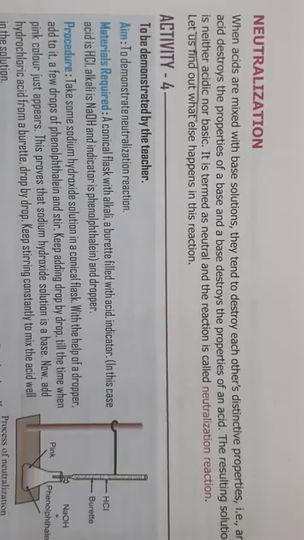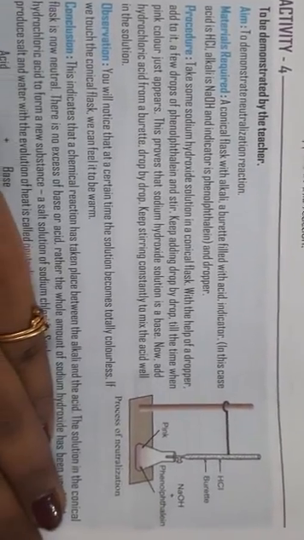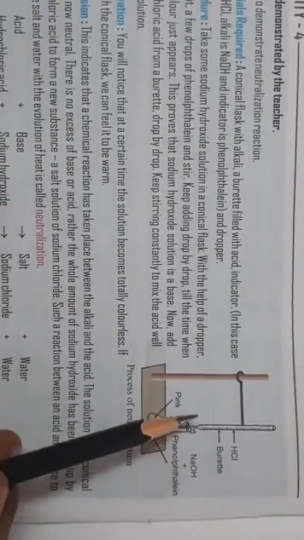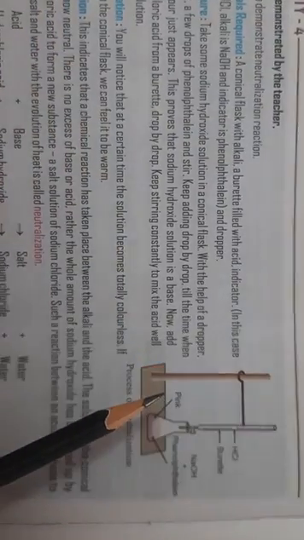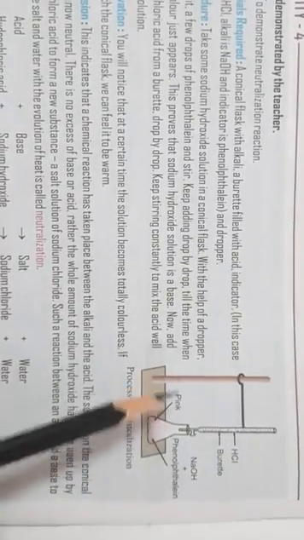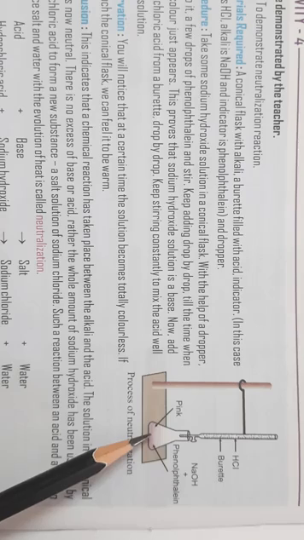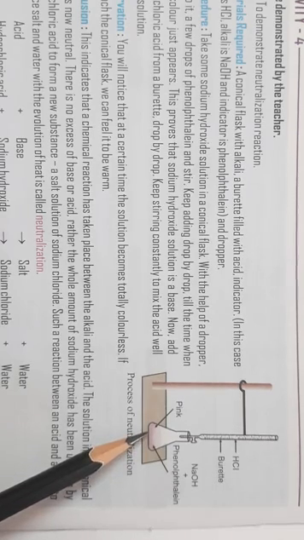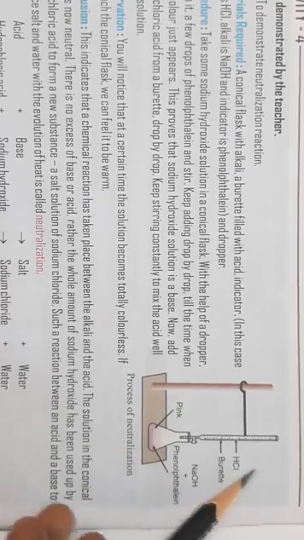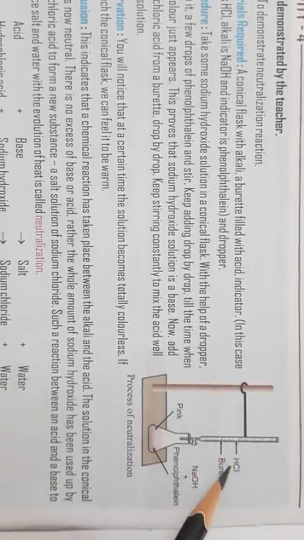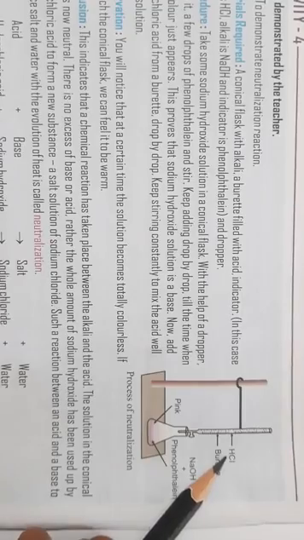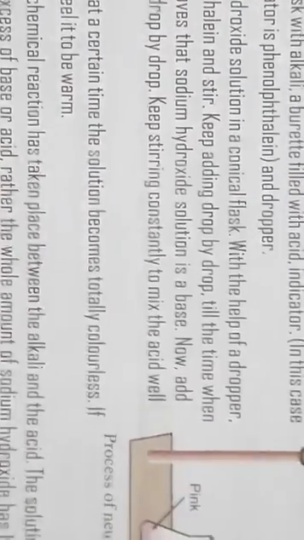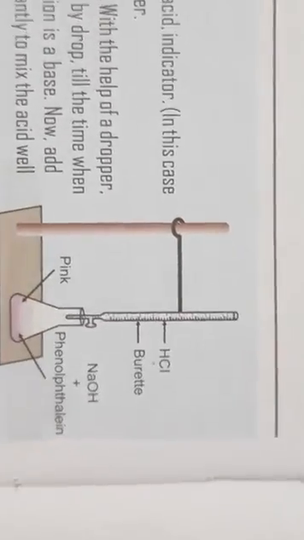We will see what else happens in this reaction. Now here one experiment is given. What you have to do is that you have taken a conical flask with an alkali. And alkali means you all know that all alkalis are bases. That means it is a base. And here there is a burette which is filled with acid. What is HCl? HCl is hydrochloric acid.